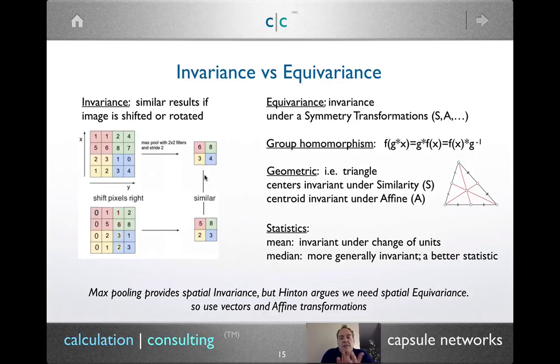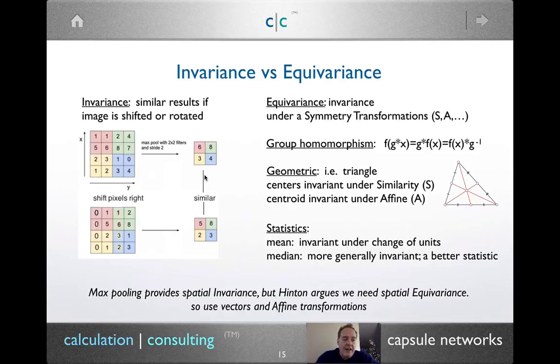So in the neural system, if you have an image and you shove it or rotate it or move it a little, it doesn't change the outputs that much. It changes a little bit, but not that much. That's what we mean by max pooling giving us a type of crude translational invariance.